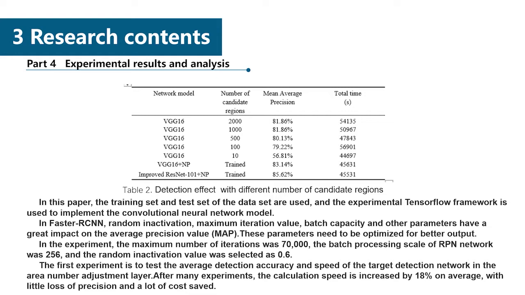0.6. The first experiment is to test the average detection accuracy and speed of the target detection network in the region number adjustment layer. After many experiments, the acceleration speed is increased by 150% on average, with little loss of precision and a lot of cost saved.